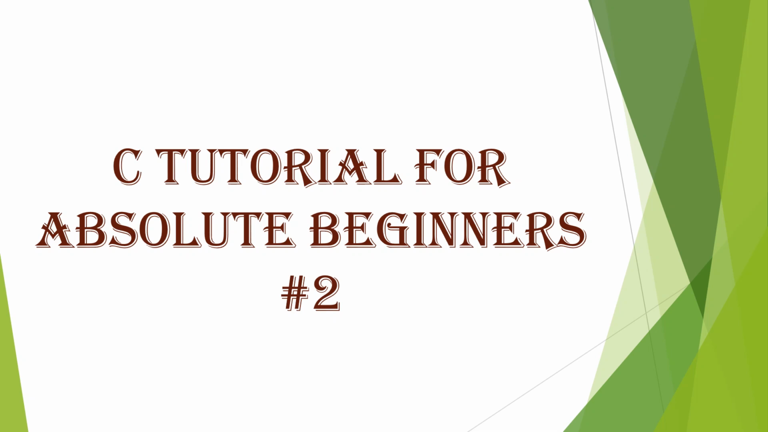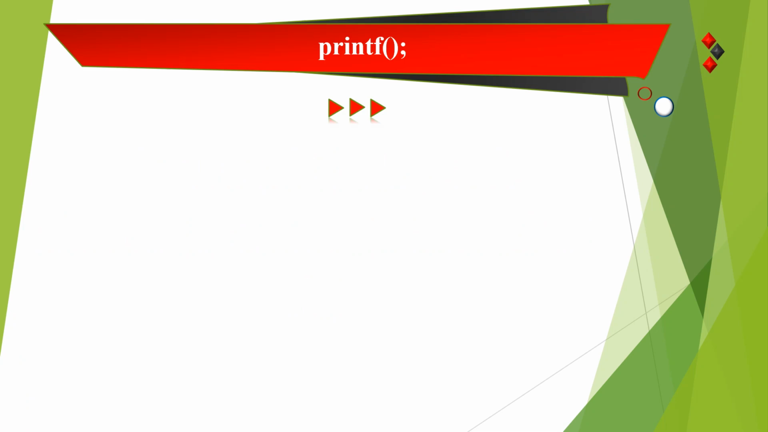This is our second tutorial video on C for absolute beginners. So in this video, we are going to talk about very basic functions of C that are printf and scanf function. So let's start. So first of all, the printf function. The printf function is used to print something in the output screen. So this is the definition of printf function.